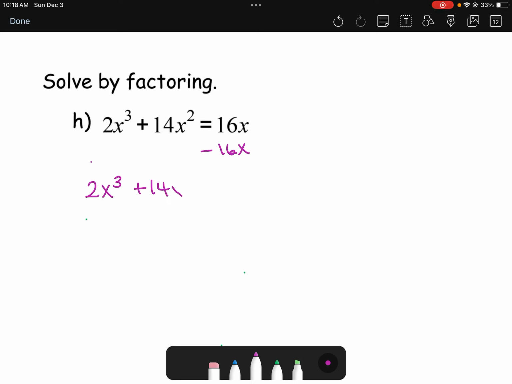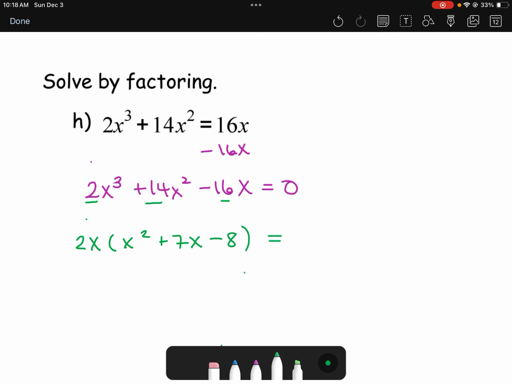Now we'll go ahead and rewrite it. Okay, now let's look for a GCF. Well, one thing I'm noticing is 2, 14, 16. Those are all even numbers, so we know we're taking a 2 out, and then they all have that x, so we're taking the 2x out. So 2x cubed divided by 2x just gives me x squared. 14 divided by 2 is 7. I have 2 x's, I took 1 out, so you have 1 left. Negative 16 divided by 2 is negative 8. You have an x, you take out an x, so you have no x's left.